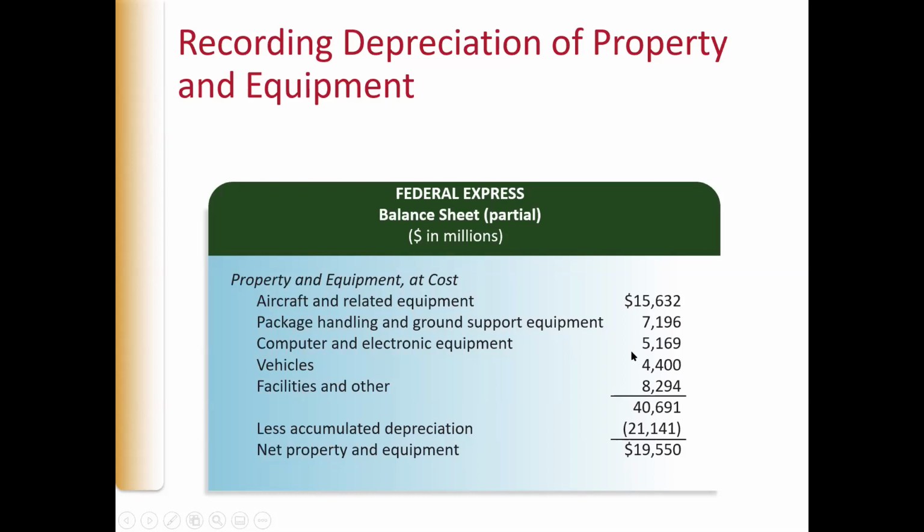So our true net asset, what we show on our books for these assets, because we have depreciated a portion of them, is the 19,550,000,000.